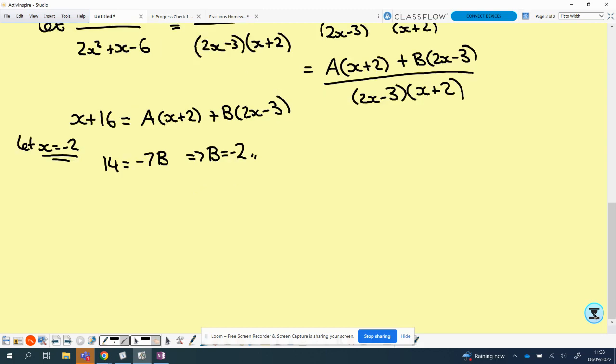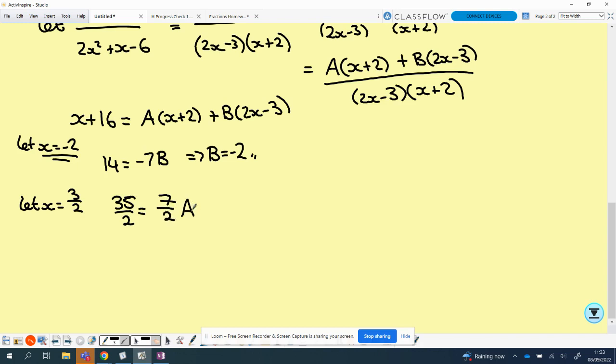So to get our a value, we need to try and cancel the b bracket. In order to do that, we're going to let x equal 3 over 2. That would cancel the bracket that's attached to the b. So on the left hand side, 3 over 2 plus 16 gives me 35 over 2. On the right hand side, put 3 over 2 into the bracket attached to the a, so 3 over 2 plus 2 gives me 7 over 2.